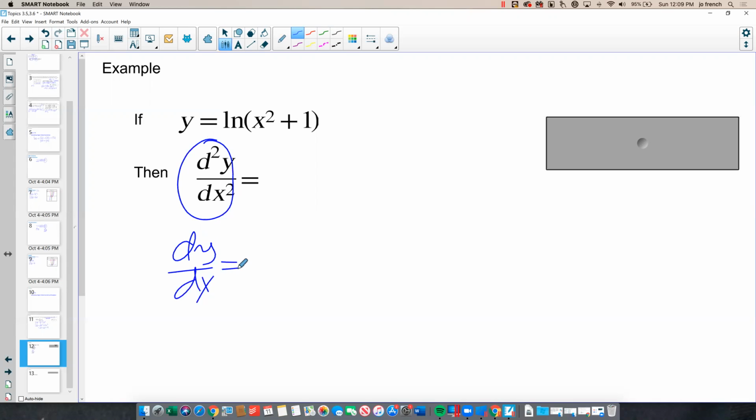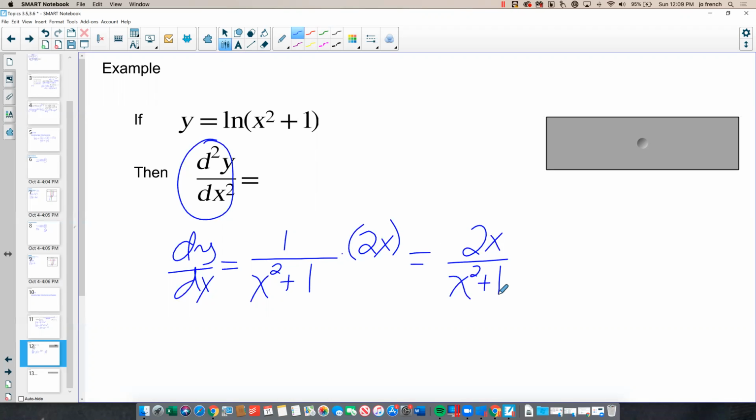Well, the derivative of the natural log of something is 1 over the something. This is a chain rule situation because it's not just x, times the derivative of the something. So the derivative of x squared plus 1 is just 2x because the derivative of 1 is 0. So let's rewrite this as 2x over x squared plus 1 and find the derivative. Here I've got a fraction, so my second derivative is going to require an application of the quotient rule.